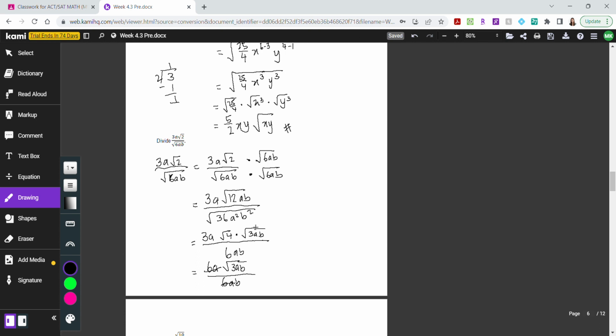Now, we can't cross out b because this b is under the square root, and this b doesn't have a square root. So they're different, so we can't just cross them out. Therefore, our answer is going to be square root 3ab over b. All right, make sure the square root sign is not covering all the way down because this is very different from this. We don't want that for this solution. We want this.